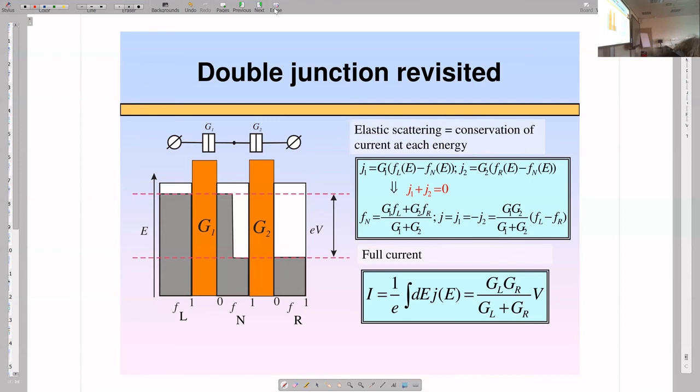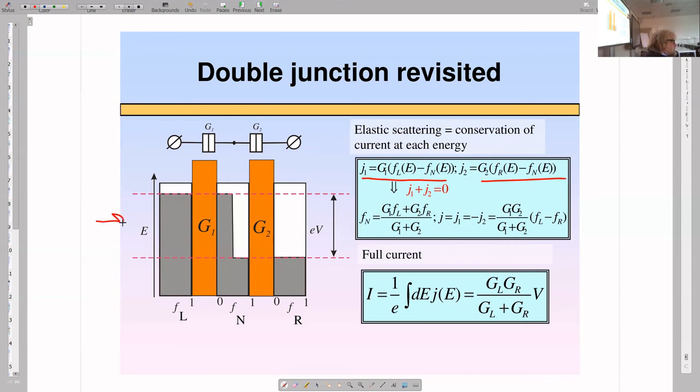And what would be current at each energy? It will be given by Landauer formulas. Remember Landauer formula? It's a difference of filling factors on both sides of the junction. For junction 1, it is left and filling factor in the node. For junction 2, it's right and filling factor in the node. Fine, the sum of 2 currents must be 0, Kirchhoff's law, at each energy. From this we can solve for filling factor at each energy.